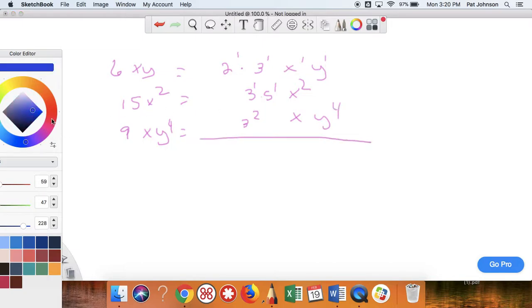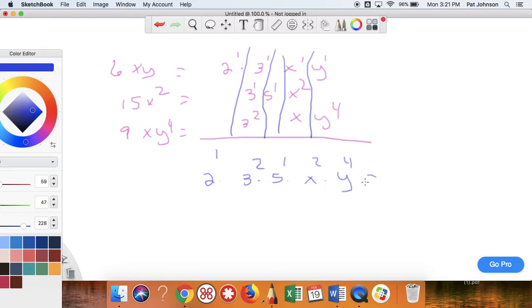Now I'm going to take each base and separate it. Remember, these are exponents. So look at the bases. I have a 2, a 3, a 5, an x, and a y. So I have 5 different bases. I'm going to take one of each, the highest power: 1, 2, 1, 2, 4. Now I multiply all this. So 2 times 5 is 10, times 9 is 90. So I have 90 x squared y to the fourth.